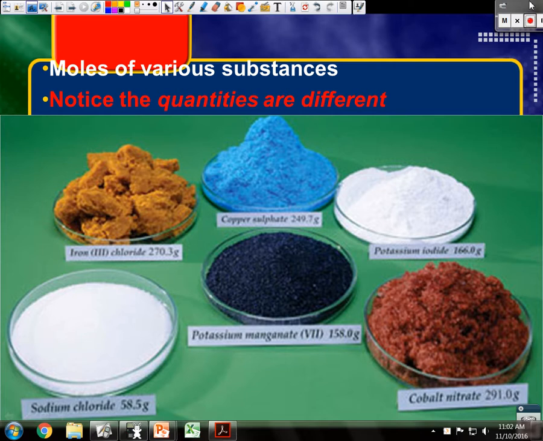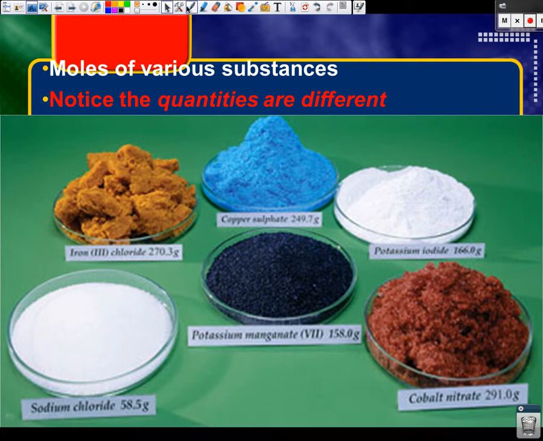Let's look at this top one. This is iron 3 chloride. So the chemical formula for this would be FeCl3. Okay, well, let's look over here. We've got potassium iodide, KI. Which one of those two things looks like you have more of it? Not even talking about blue. Okay, the FeCl3 looks like it's a lot more.